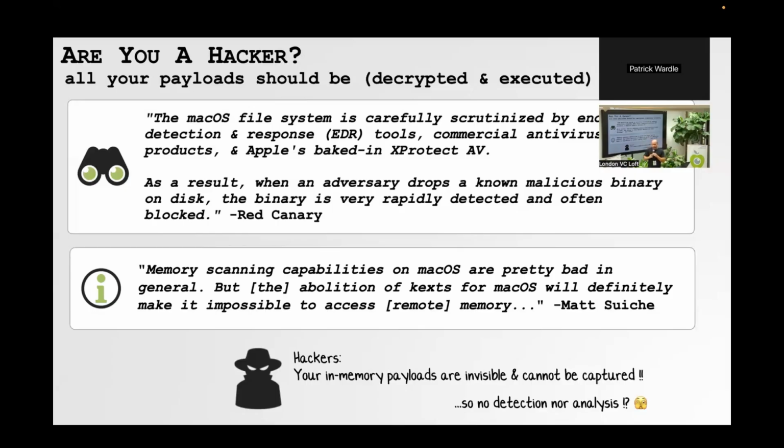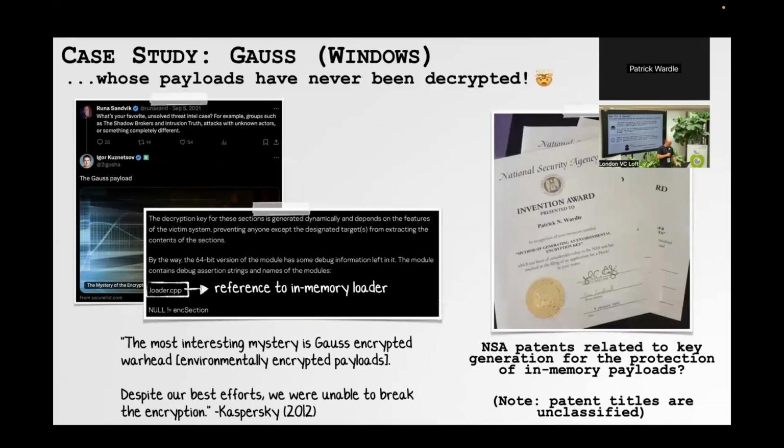And Matt, who does a lot of forensics research, has a great quote as well. He does a lot of great research on Linux and Windows, and one of the reasons he doesn't do a lot of work on macOS is you really can't do in-memory scanning unless you have some kernel extension, which now is very difficult to get to run. You have to boot into recovery mode and reduce the privileges. It's just not useful for a deployable security tool. So as a hacker, if you use in-memory payloads, they are going to be invisible and cannot be captured, which is awesome. Hackers are stoked.